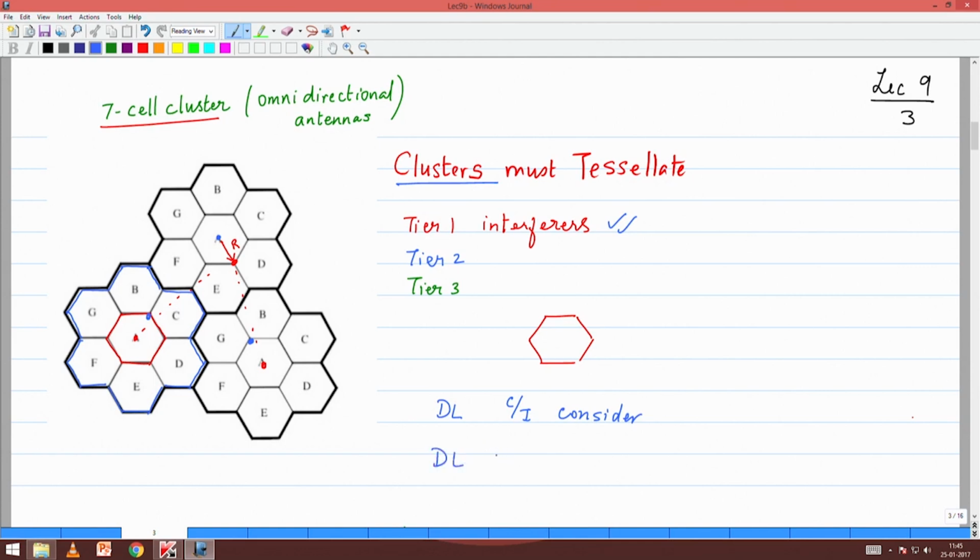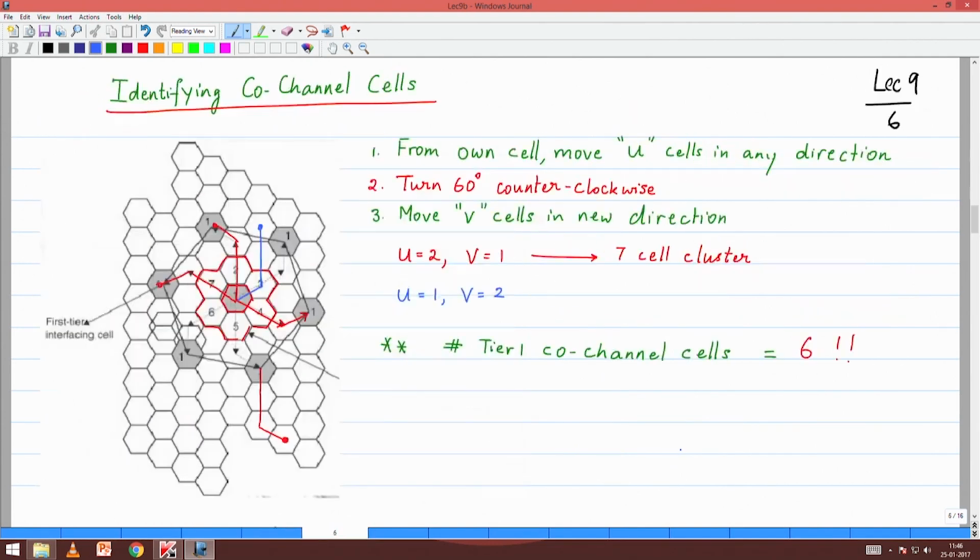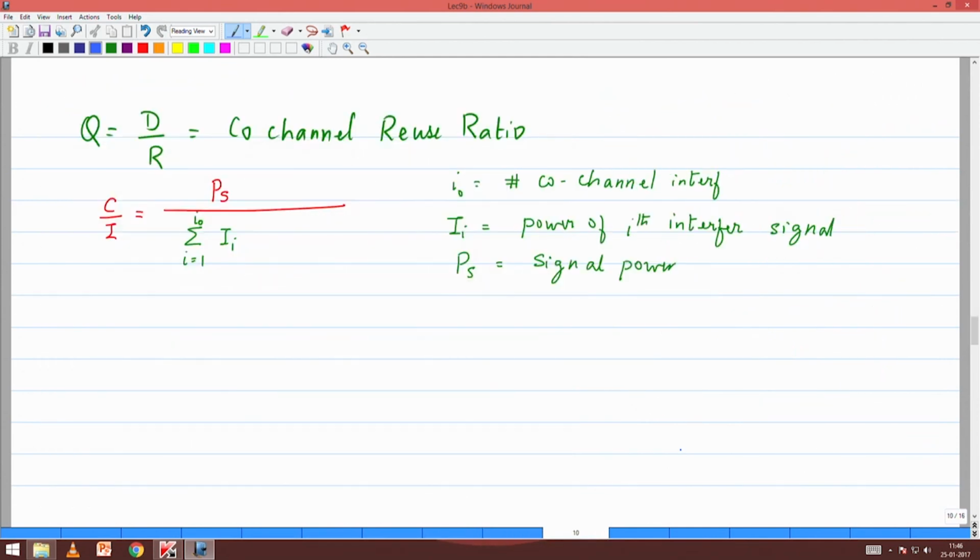Downlink is worse than uplink from a C over I perspective. So always we look at the downlink scenario. Okay, so let's build on that assumption. So basically we are looking at the downlink. We are looking at the distance of all the interfering cells.